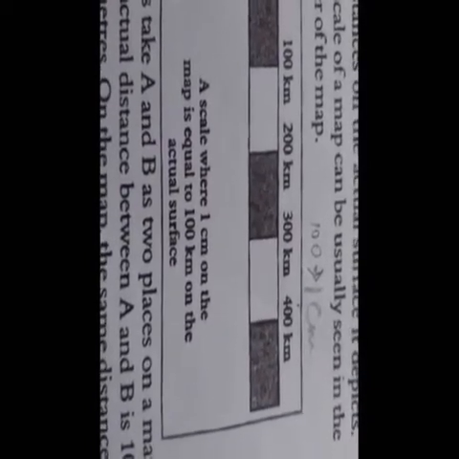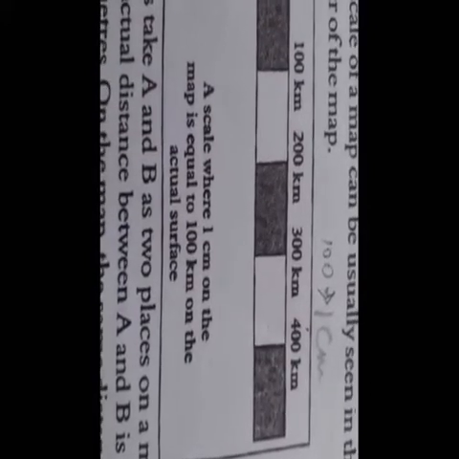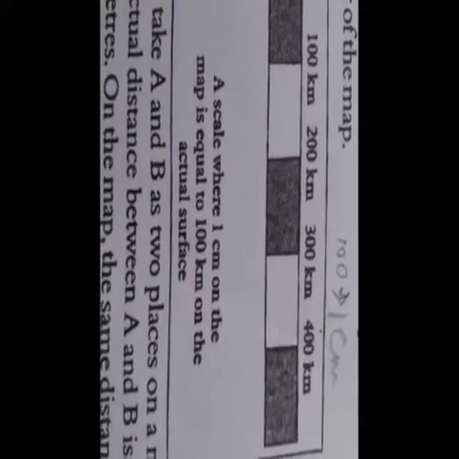Next one is scale. A map is always smaller than the area it shows. The scale of the map indicates how much smaller it is from the actual area. It shows how distances on the map are related to distances on the actual surface it depicts. The scale of a map can usually be seen in the corner of the map. In the scale of the map, 1 centimeter stands for height.